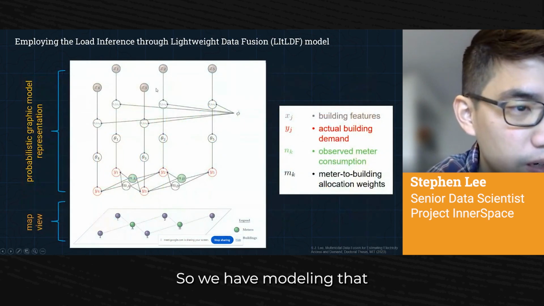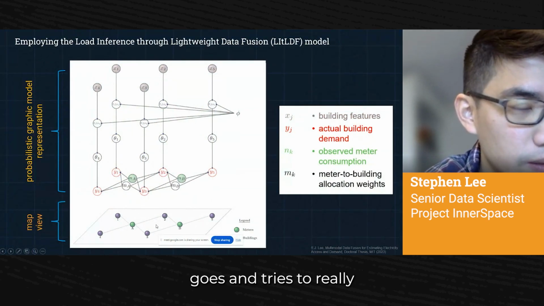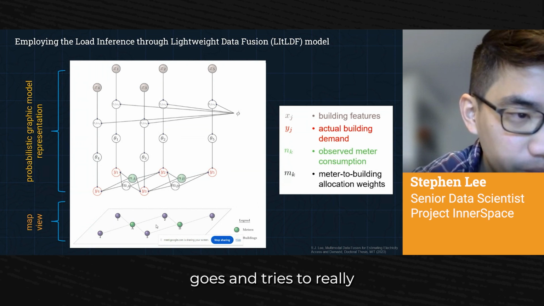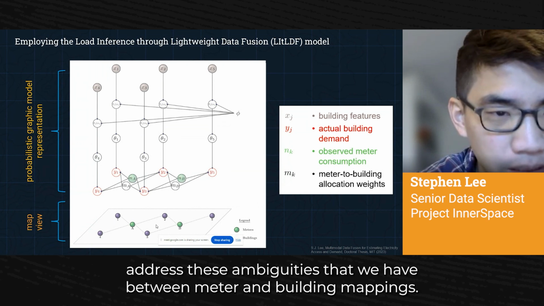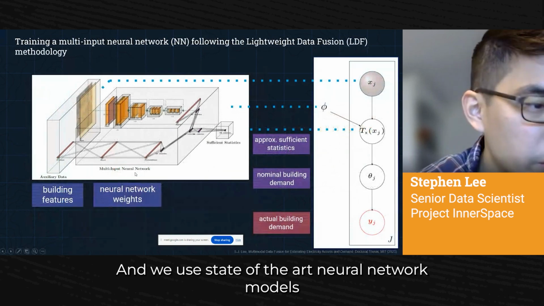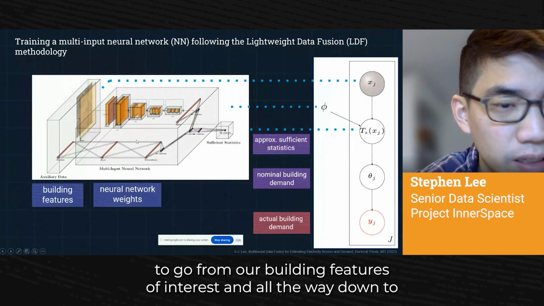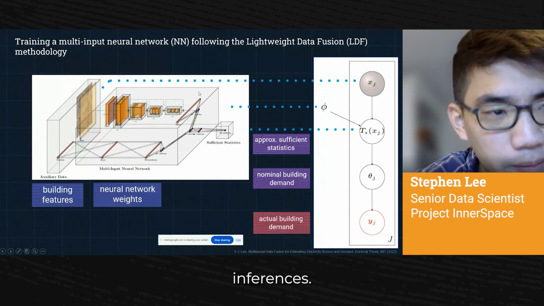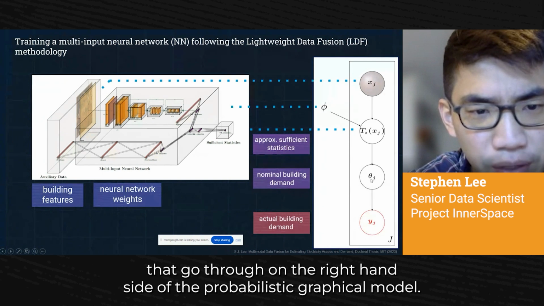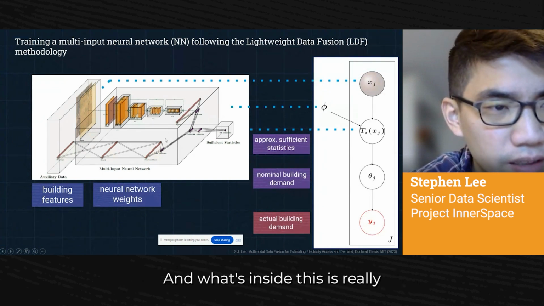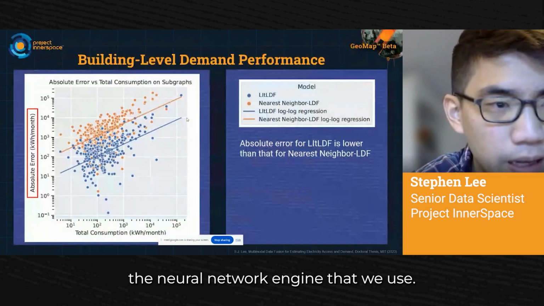So we have modeling that tries to address these ambiguities that we have between meter and building mappings. And we use state-of-the-art neural network models to go from our building features of interest all the way down to inferences. And these are actually probabilistic inferences. On the right-hand side, we have a probabilistic graphical model. And on the left-hand side, this is the neural network engine that we use.